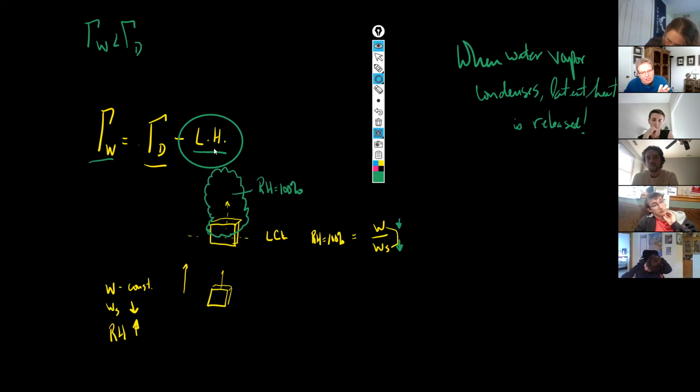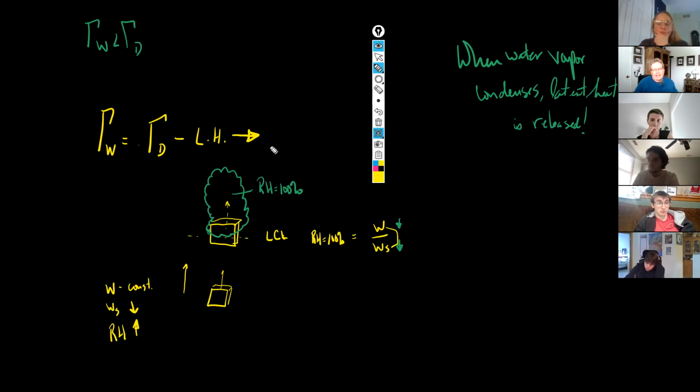So in this equation in yellow, you have to say, what does that depend upon? That's what that little arrow means. Depends upon how much water vapor condenses. Now I could write that down, how much water vapor condenses. But how much water vapor does condense? How do I write that down? Okay, stop for a sec.